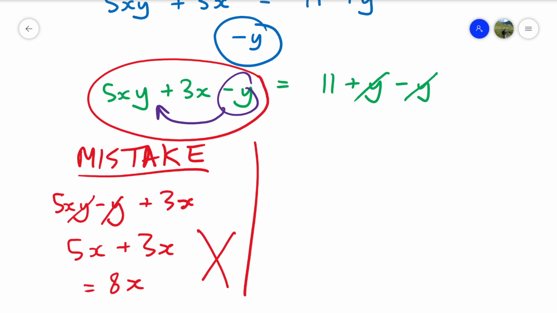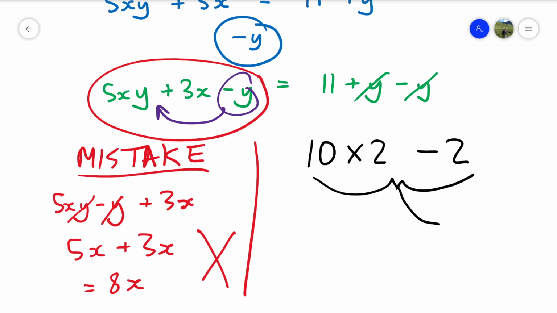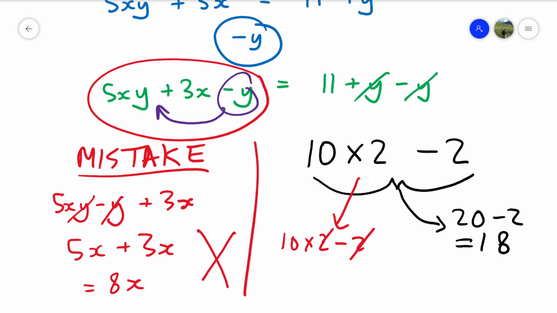The best way I know of to prove that this is wrong is, what if you had 10 times 2 minus 2? That is 20 minus 2, which is 18. Now let's do it wrong. Oh, that's 10 times 2 minus 2. Well, that just cancels. So it's just 10. No, it's not. It just isn't. You can't do it.